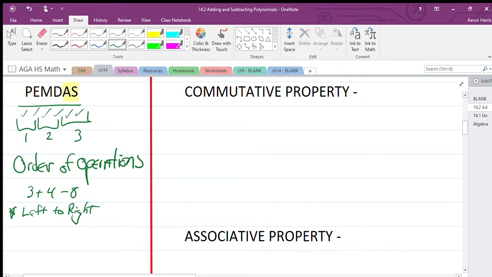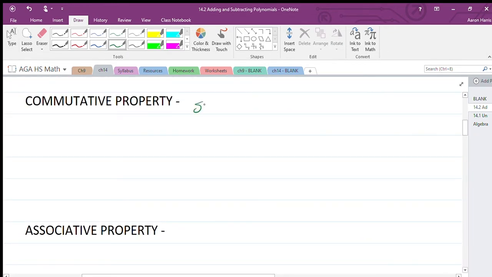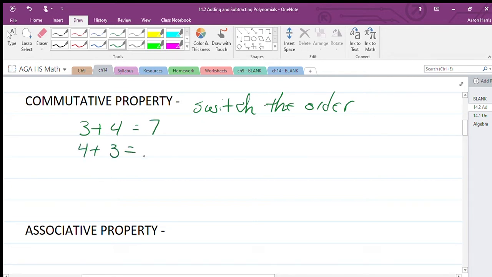But now, we have this property called commutative property. What does this allow us to do? Well, the commutative property says this. I can switch the order. Why? It's a really simple rule, okay? 3 plus 4. What does that equal to? 7. What is 4 plus 3? Again, it's 7. So whenever you are adding, not subtracting, whenever you are adding, you can switch the order and then you'll come out with the same answer.